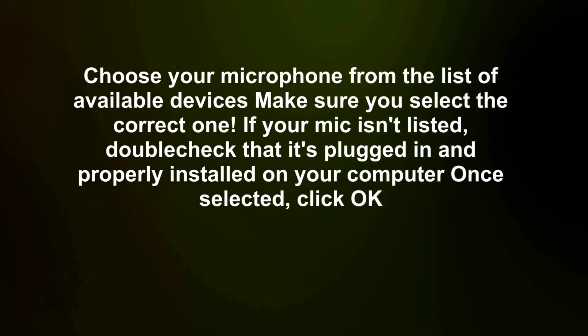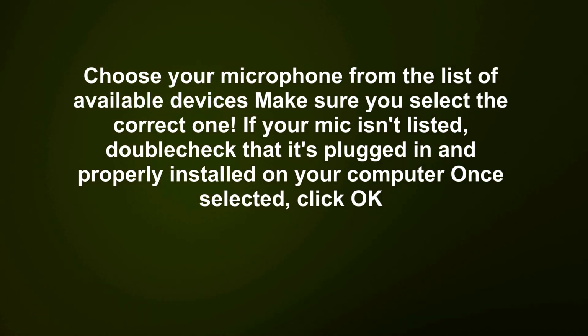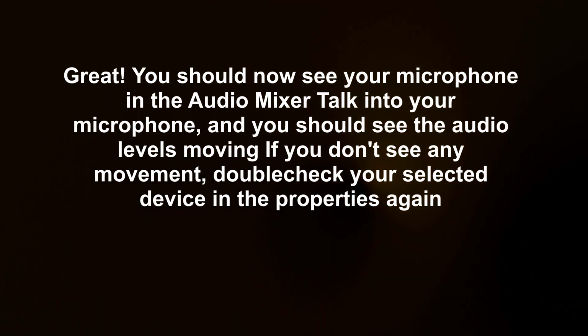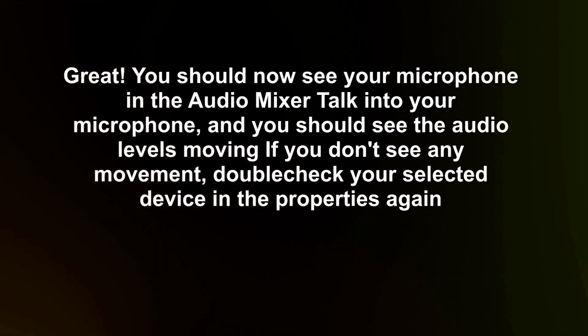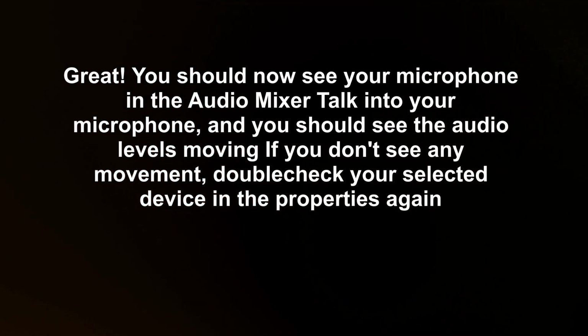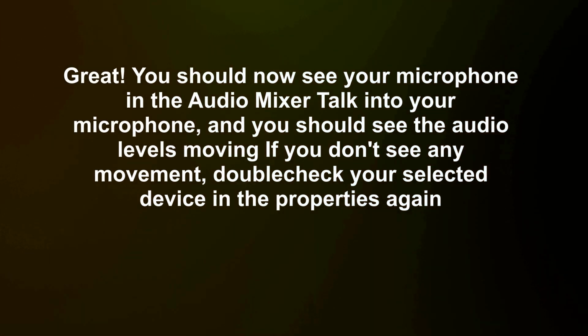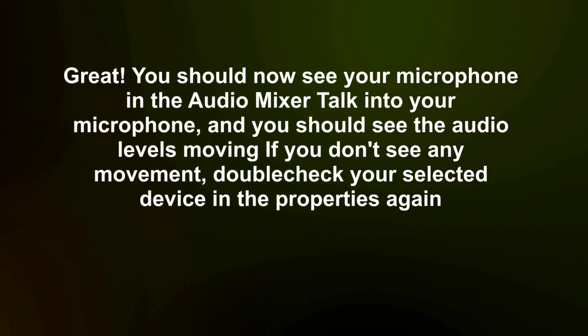If your mic isn't listed, double-check that it's plugged in and properly installed on your computer. Once selected, click OK. Great! You should now see your microphone in the audio mixer. Talk into your microphone, and you should see the audio levels moving. If you don't see any movement, double-check your selected device in the properties again.